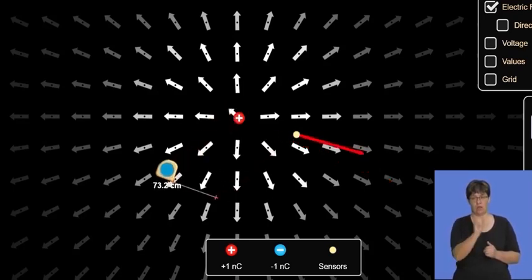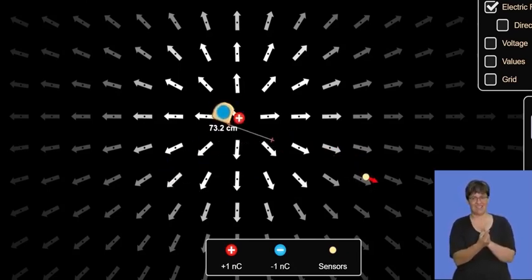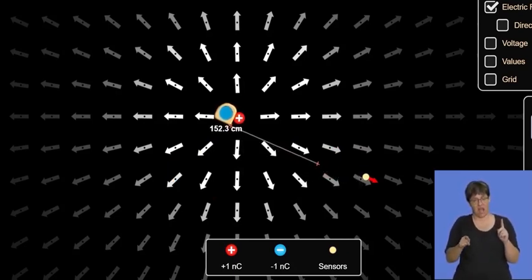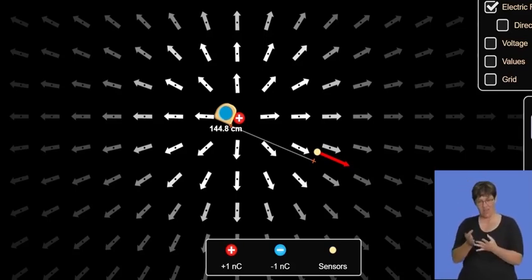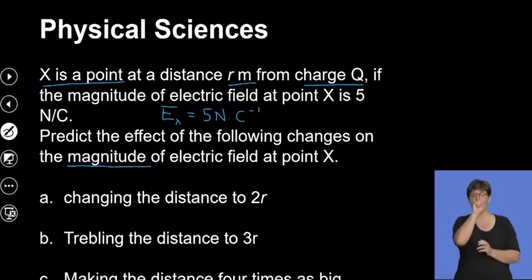Let's move that further away. You can immediately see what is happening to the length of the tail, which suggests something about the magnitude, right? 146, something there, or 145, 144. If I put it there, you can tell already that if the distance is doubled, the magnitude of the force experienced by the unit positive charge decreases. But it should be informed by some mathematical relationship that exists between electric field at a point and the distance.